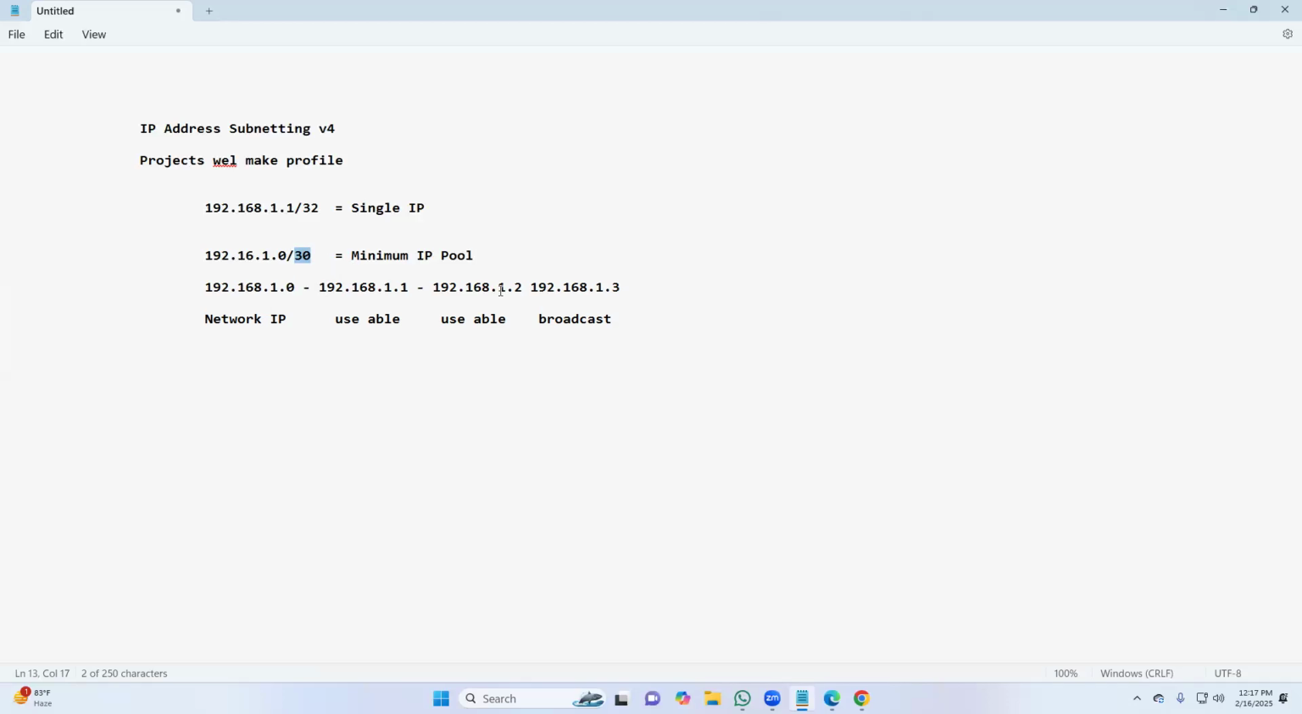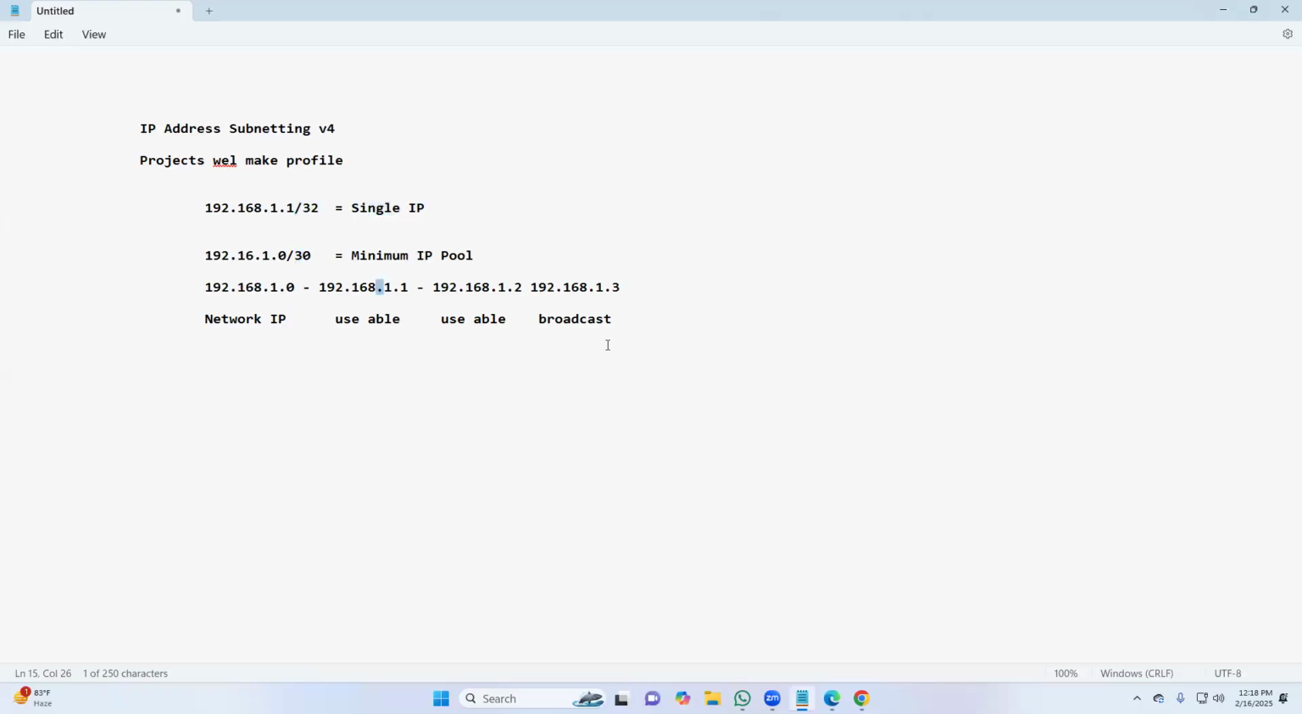If you look above at the single IP, why is there only a single IP when there's 32 there? There should be four usable IPs. /32 means there is no network or broadcast. This is a single IP. If you see this format, this is basically the prefix. If you see /30, it means it's a minimum pool, and there are two usable IPs. This is a single IP, and this is two IPs.